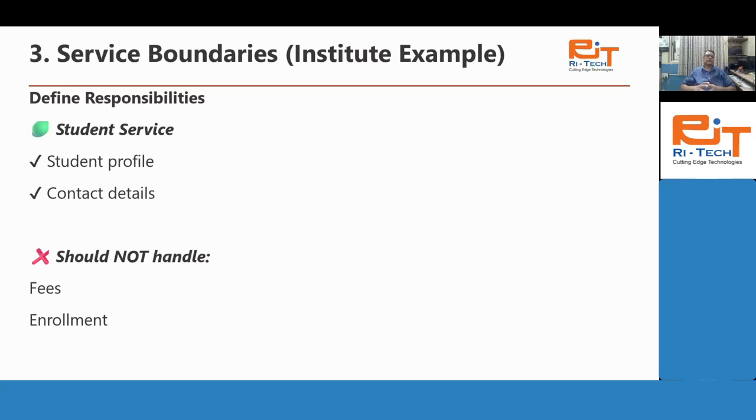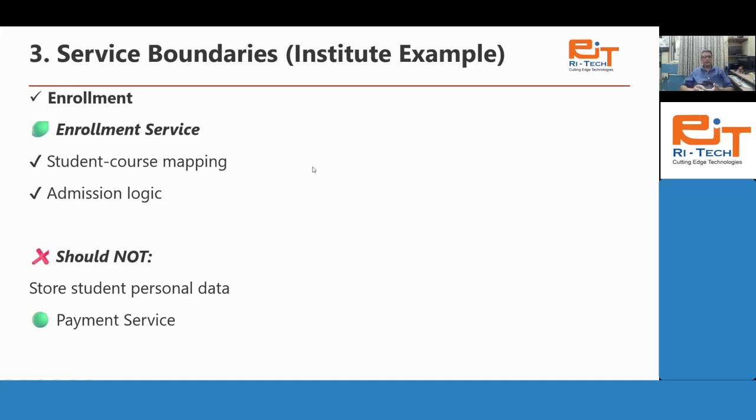Now, service boundaries. In service boundaries, we define the responsibilities of every service. So हर service का हम responsibility define करेंगे. For example, in a student service, we can manage the student profile or we can manage the contact details of them. Now, it should not handle fees or enrollment. So your student service will have the student responsibilities. It will not handle fees and enrollment.